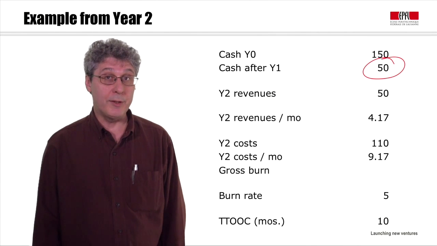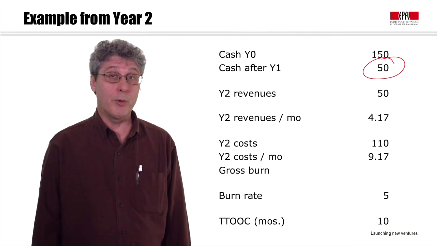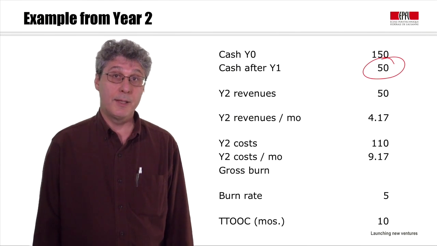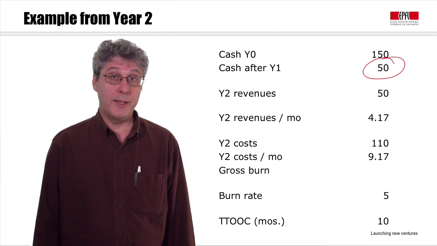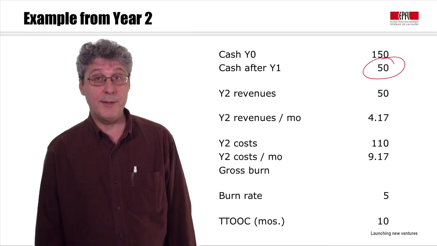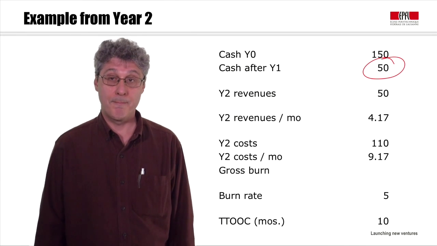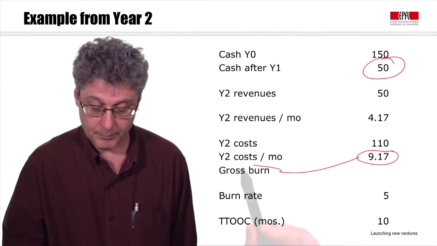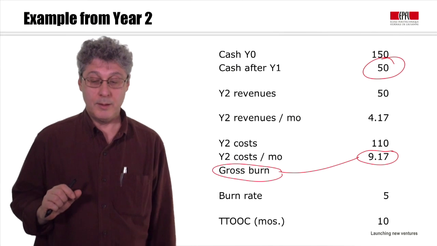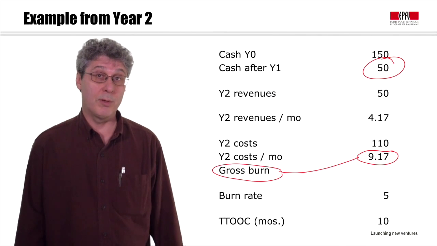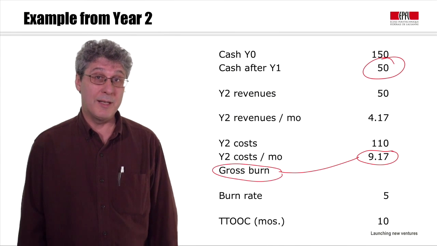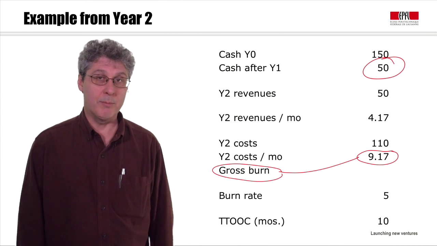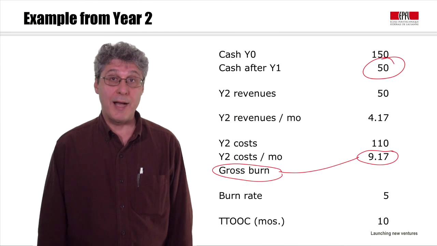Now, if we look at the year 2 revenues, you can see that we're going to bring in 50, which is a little over 4 per month. And furthermore, if we look at the total costs, that's 110. That's just a little over 9 per month. So we would say that our gross burn rate was a little over 9 per month. Now, the net burn rate, or what most people just call the burn rate, is 5 per month.